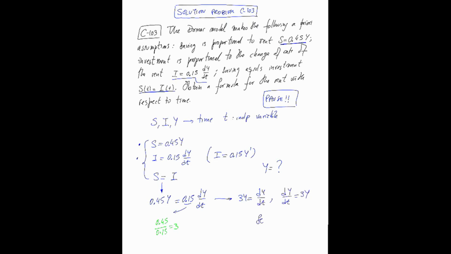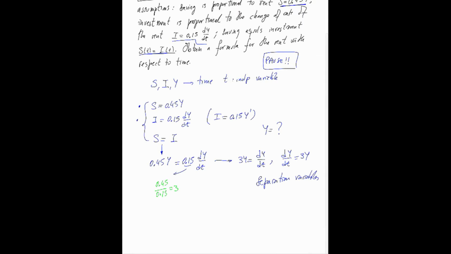This is a separation of variables type of equation. So we have dy over dt equals 3y. We move the dt to the other side, dy equals 3y dt, and now move y, dividing here, 1 over y dy equals 3 dt. And now we do the method, which is integrate both sides.